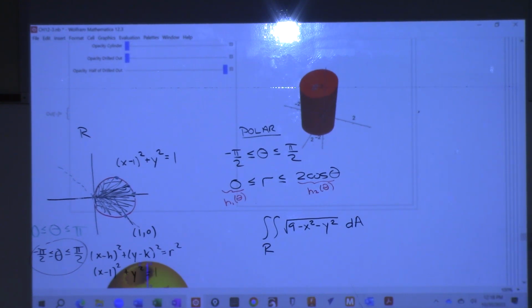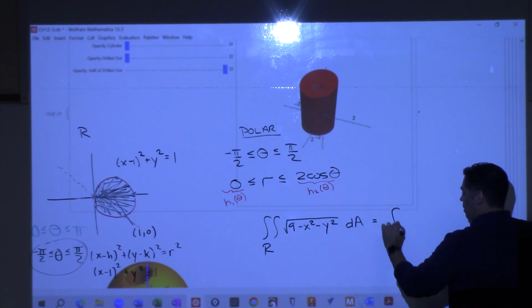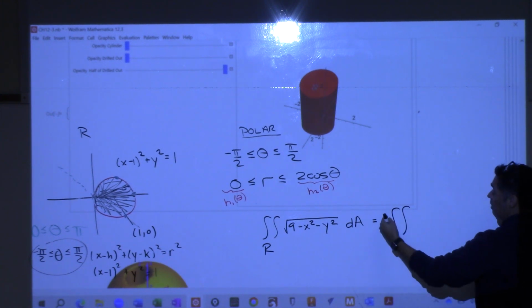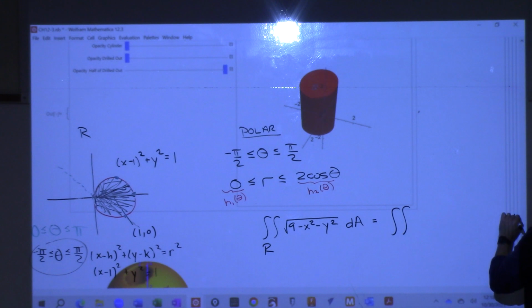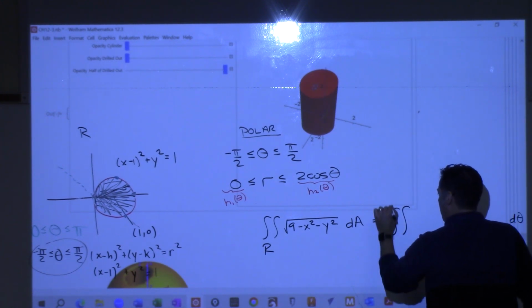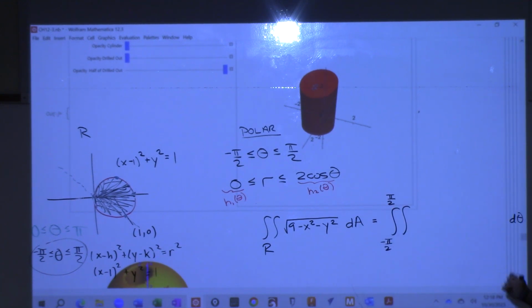All right, so now I'm ready to go to my polar. Let's do it all in one shot here. I know for sure my outer integral has to be with respect to what? The outer integral. The thing that has the constant. So I have d theta out here, that'll be from negative pi over 2 to pi over 2. Okay, and now my inner one has to be dr. I also need an r there, don't I? There's that r, don't forget it.